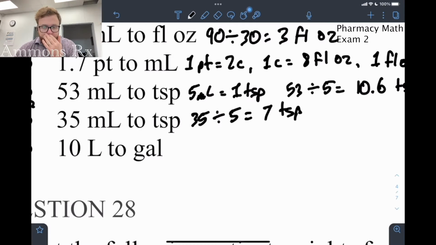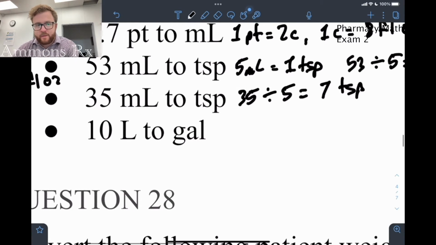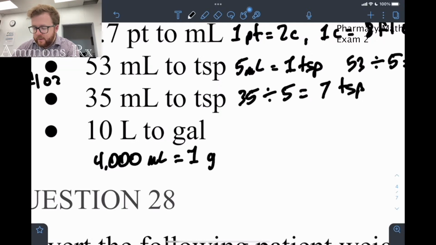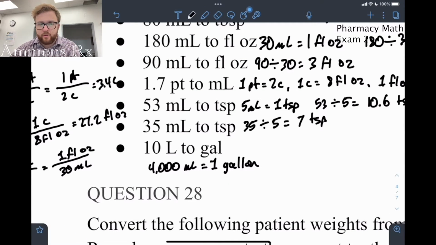All right, now this last one is a little tough because sometimes I encourage using the approximate. On this one, I'm going to say to use the approximate of how many mils are in a gallon. There are 4,000 mils in 1 gallon. So this is an approximation. This is definitely not the exact quantity. It's like 3,986 or something like that. But it's going to make your life easy.